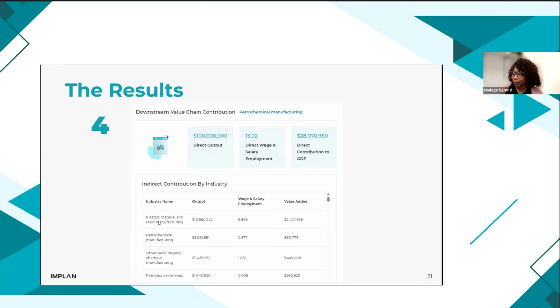But look here, plastics, material, and resin manufacturing will take 10 million of her output. And then other basic organic chemical manufacturing and petrochemical manufacturing are the other industries that are impacted by Emily's solvent grant. So if you can't tell already, all of these are interconnected. What Emily does in Michigan will also affect other industries downstream.